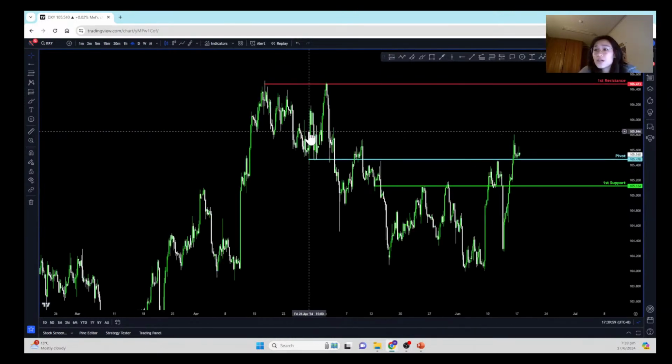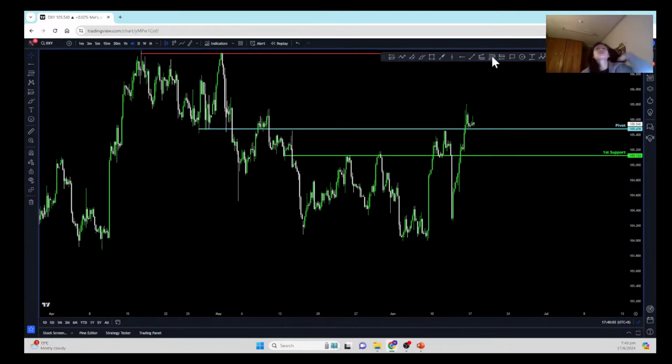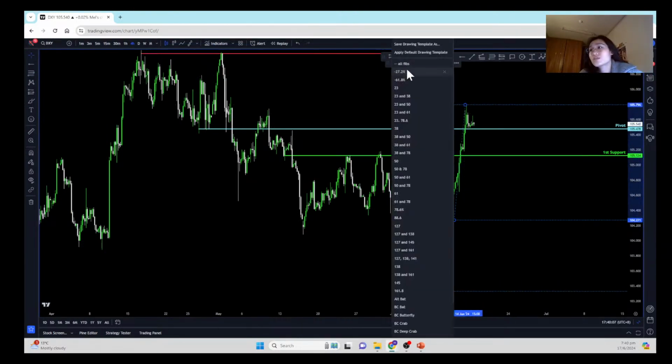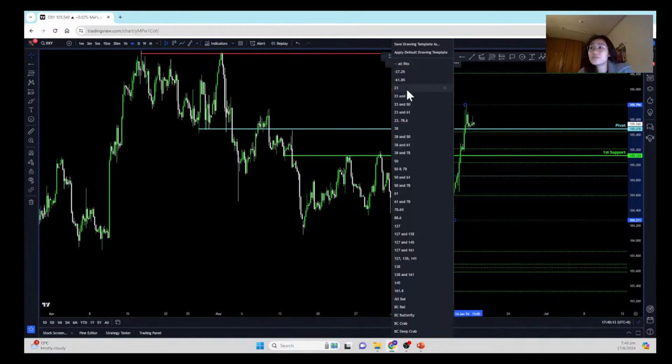So I have my horizontal levels. Now I'm gonna go in with my Fibonacci levels. So I'm gonna start off with our retracement. So you can see my 23.6 lines up nicely with my pivot.